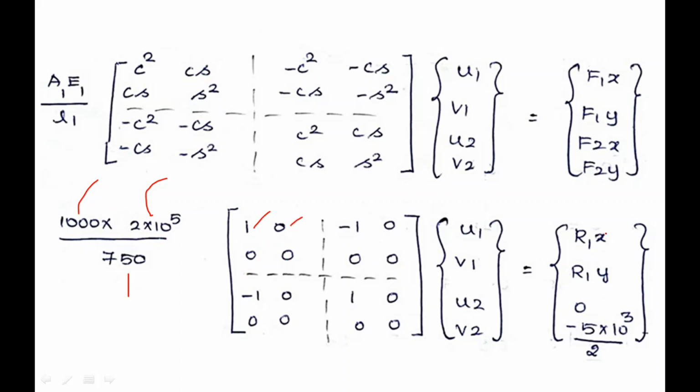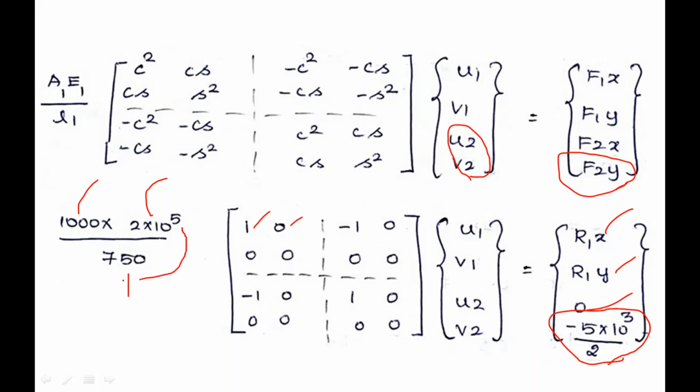And on the right hand side F1x is replaced by the R1x reaction component and R1y in the y direction. F2x is 0 because no horizontal force is acting, and F2y will be equal to P by 2 because the load is acting at the common node. So half of the load is taken by the first element and the remaining half will be considered for the second element characteristic equation. So we are getting minus 5 into 10 power 3 divided by 2.